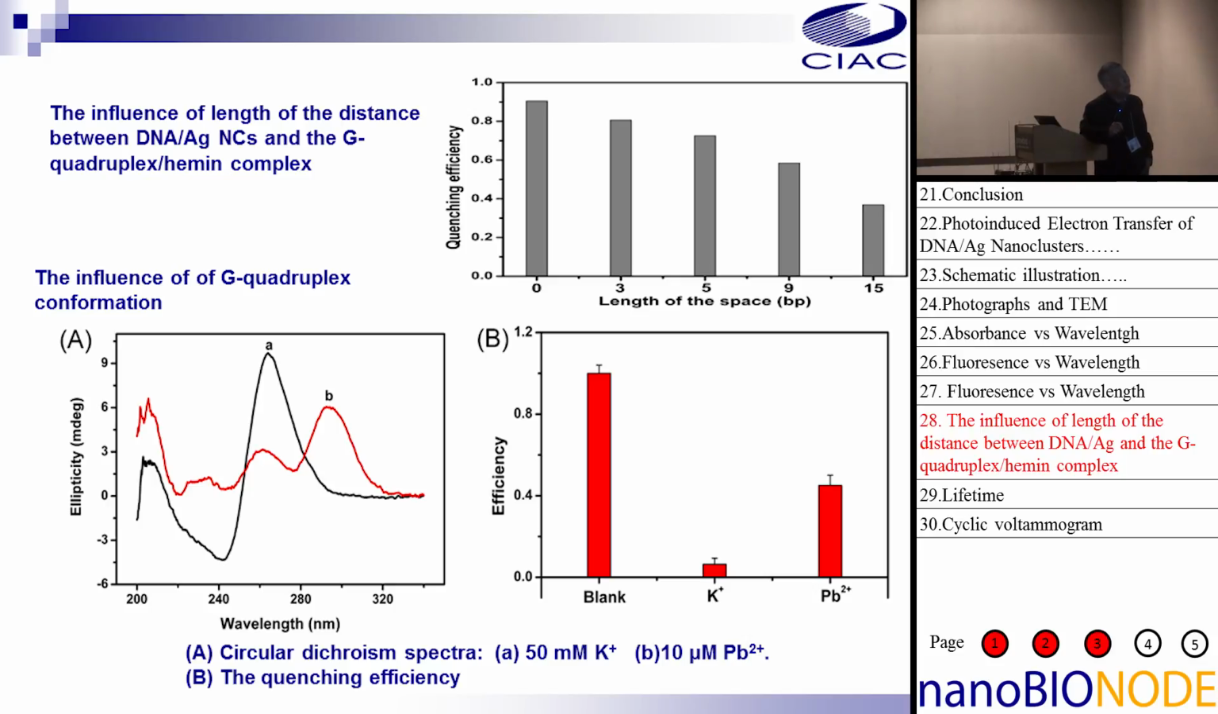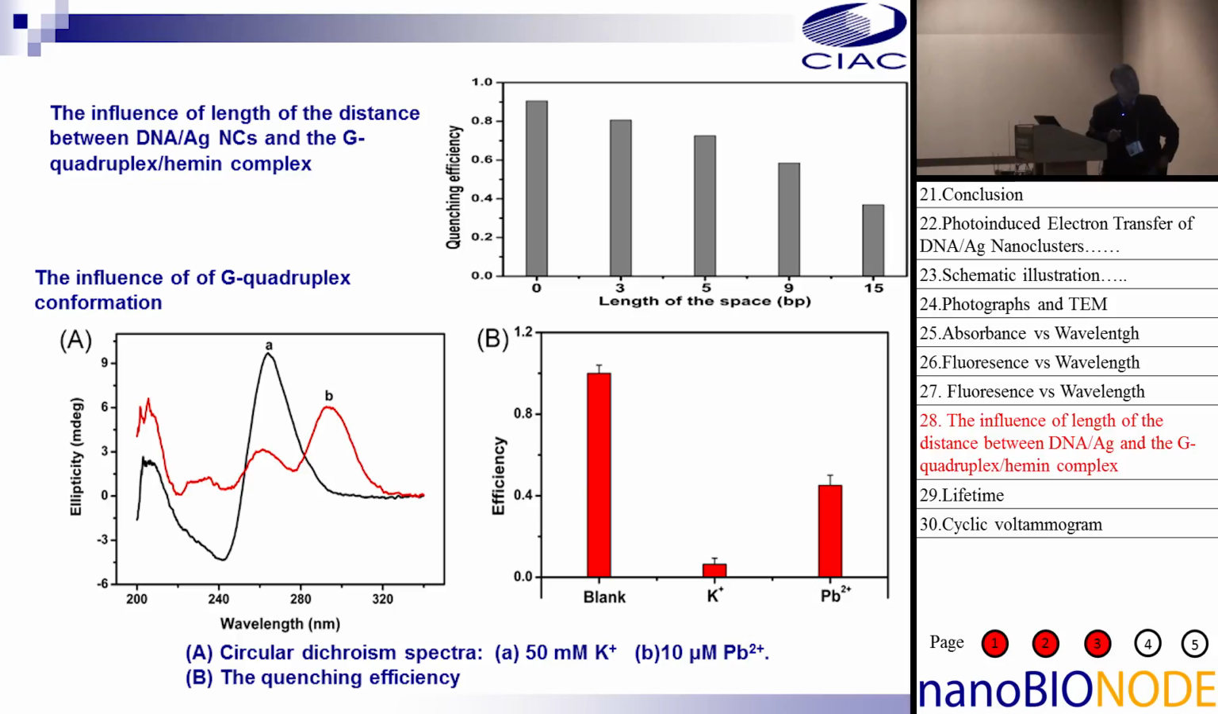And this shows you the CD curve, for the potassium and for the lead. This is parallel, this is anti-parallel. The potassium is quite clear here, however the lead is not so sensitive as in the presence of the potassium.